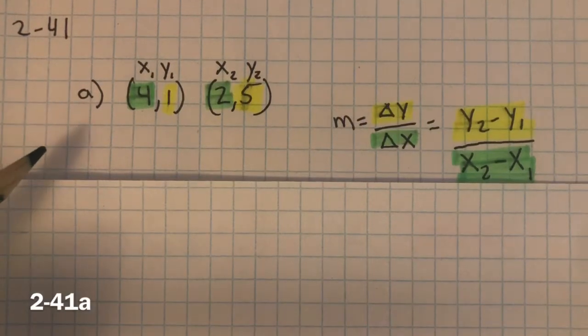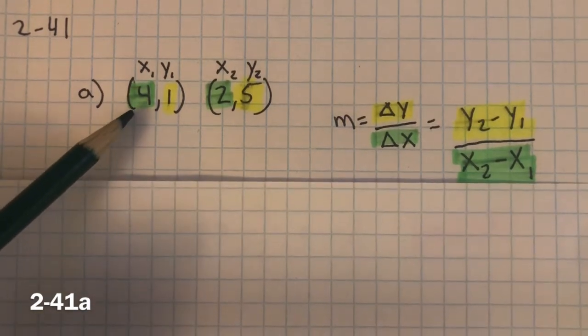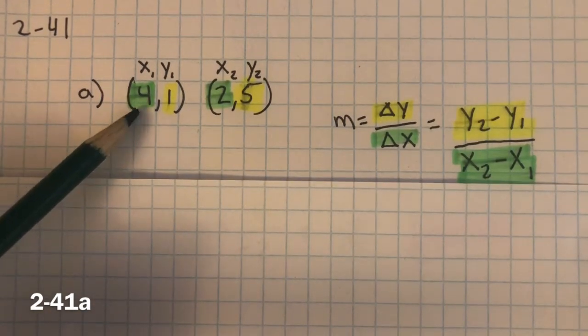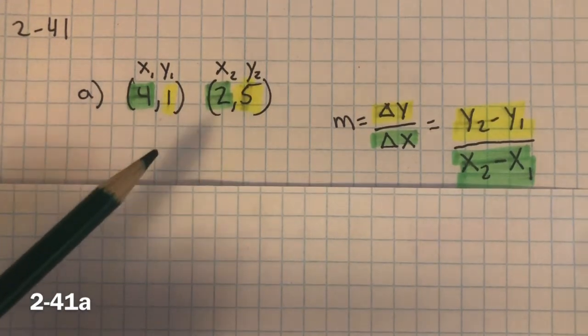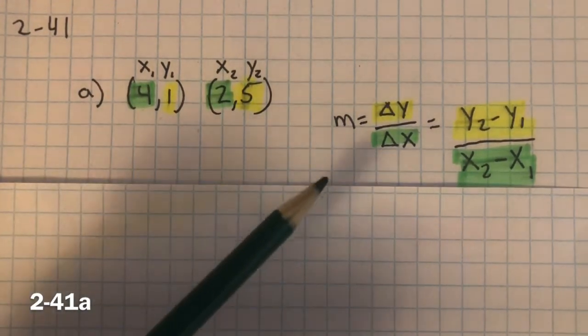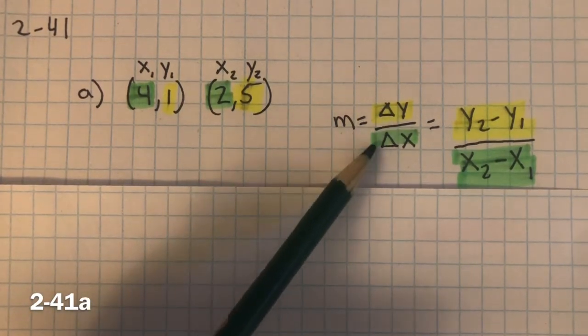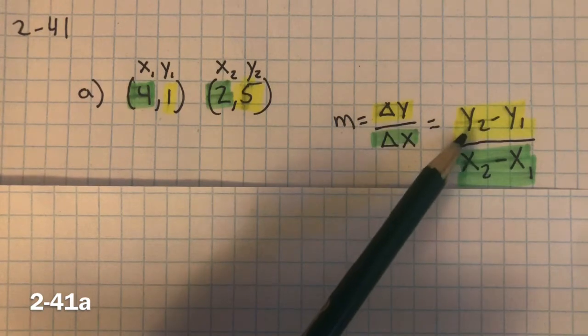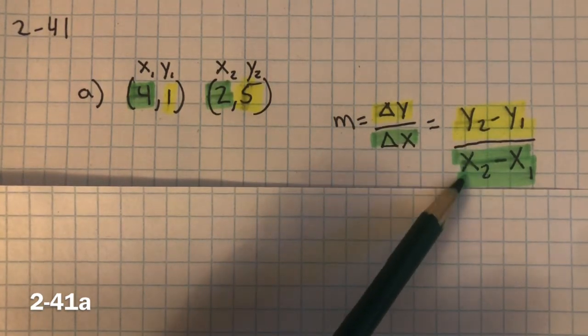Problem 241. Without graphing, calculate the slope of each line described below. So we have a line that goes through the points (4, 1) and (2, 5). So we can use the slope formula to calculate the slope. And remember, slope is delta y over delta x, the change of y divided over the change of x.